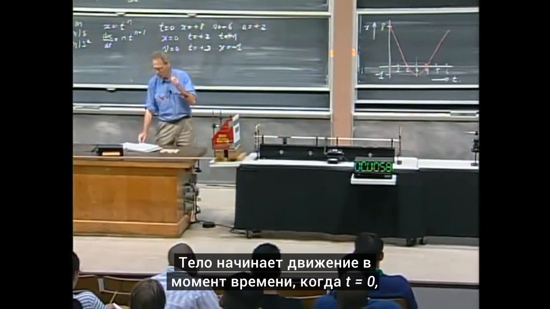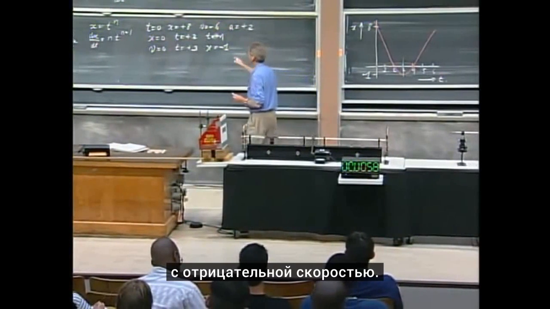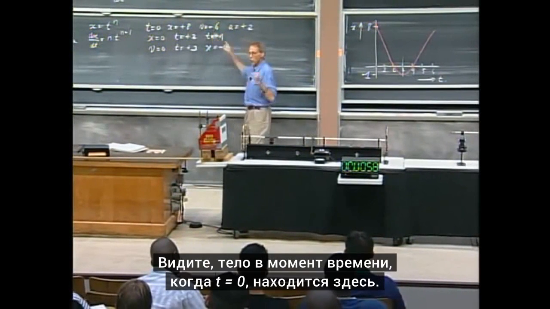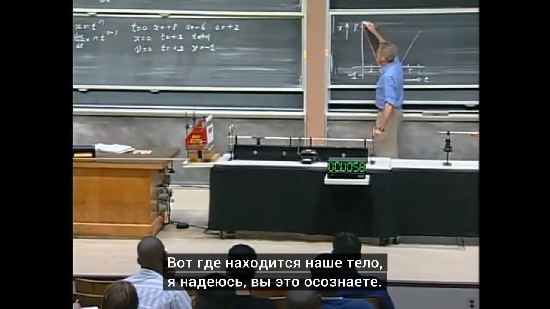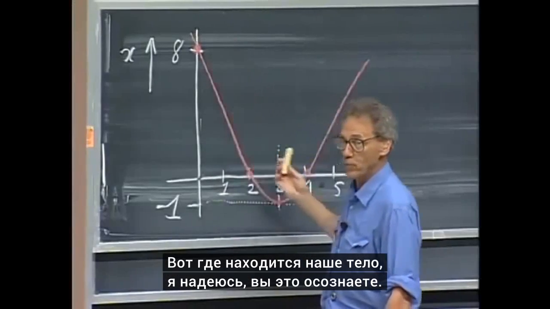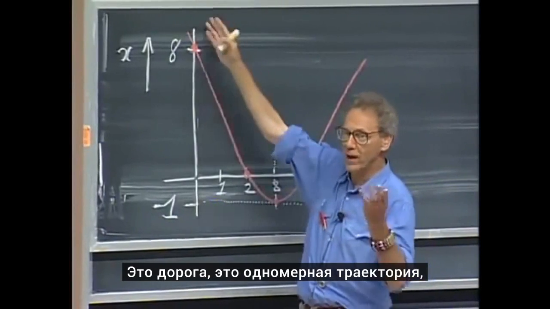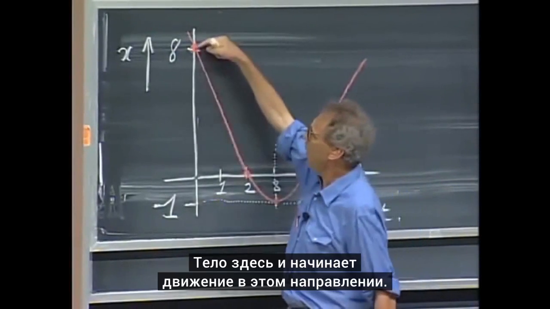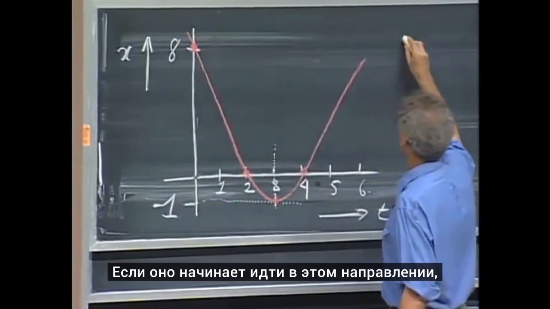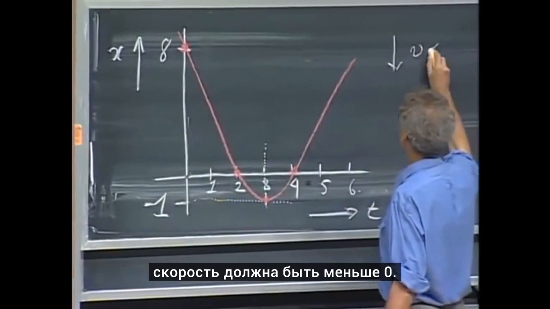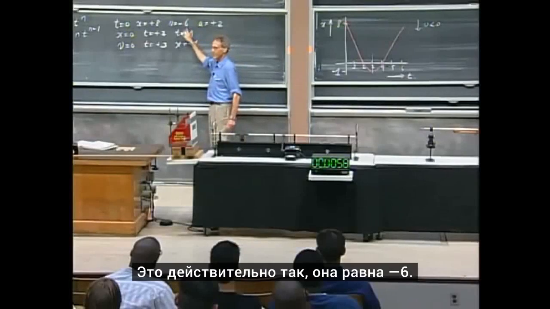The object starts out at t equals 0 with a negative velocity. You can see that. The object at t equals 0 is here. The object is never here; this is the road, the one-dimensional track on which the object is sitting. The object is here, and it starts going in this direction. If it starts going in this direction, the velocity must be less than 0. And indeed it is. It's -6.